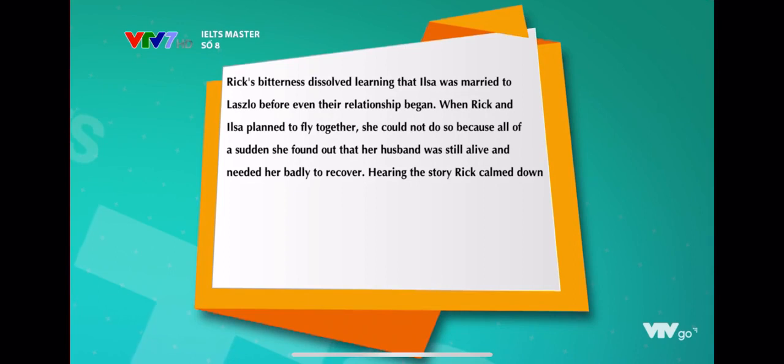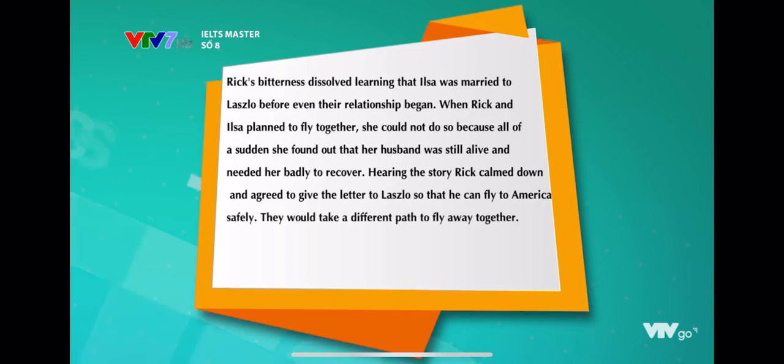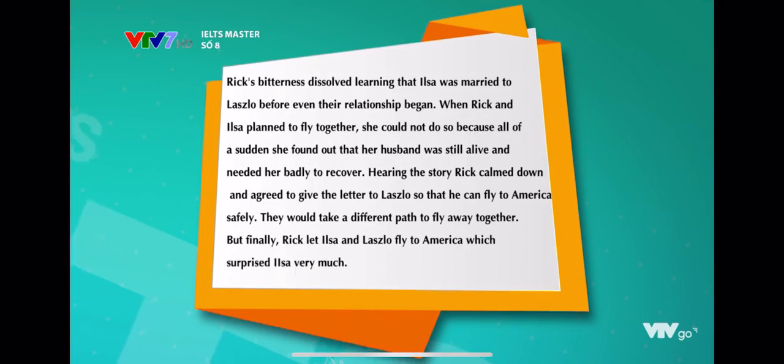Hearing the story, Rick calmed down and agreed to give the letter to Laszlo so that he can fly to America safely. They would take a different path to fly away together. But finally, Rick let Ilsa and Laszlo fly to America, which surprised Ilsa very much.